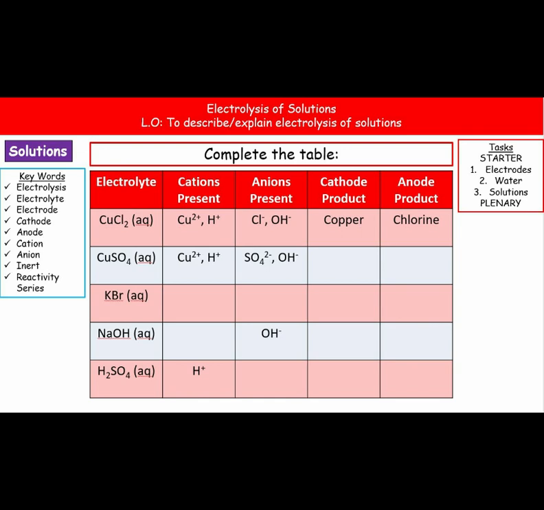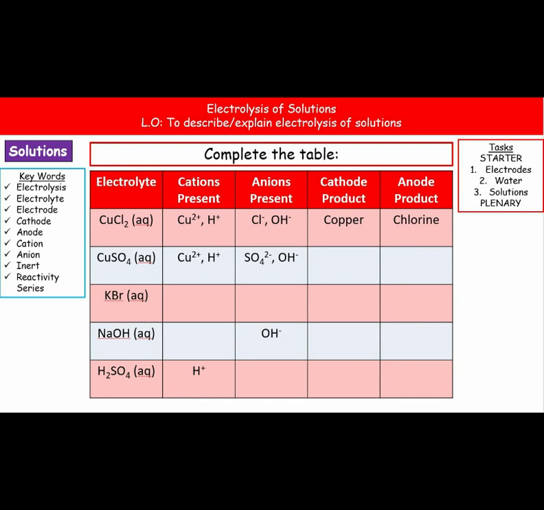Now, I've filled out parts of it so you can see how to do this. On the far left, we've got our electrolyte. The next column along are the cations that are present. Then we've got the anions present. And then the last 2 columns are the product, so what we're making at the cathode and what we're making at the anode. If you look at the top line, I've done that one for you.